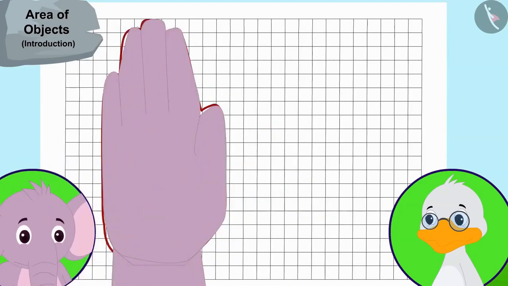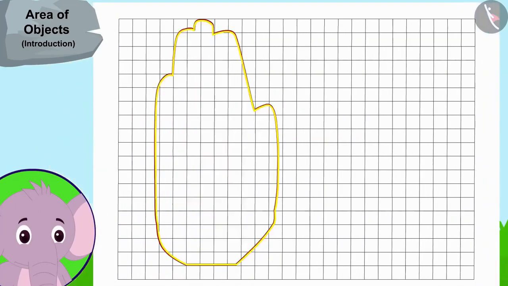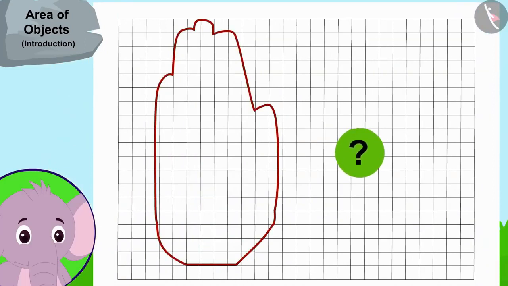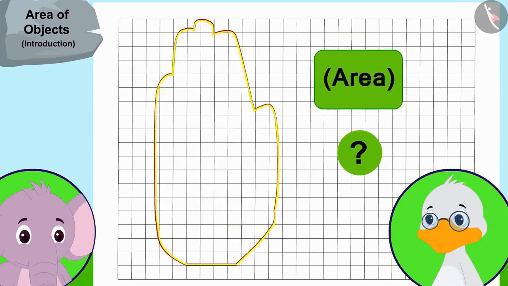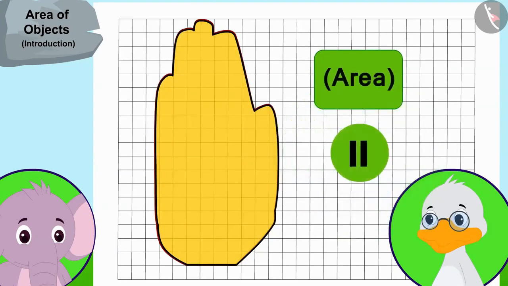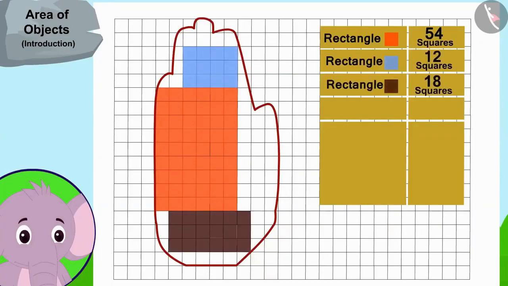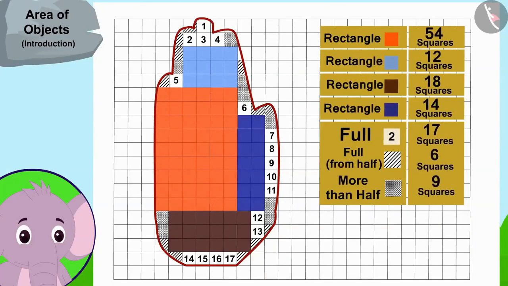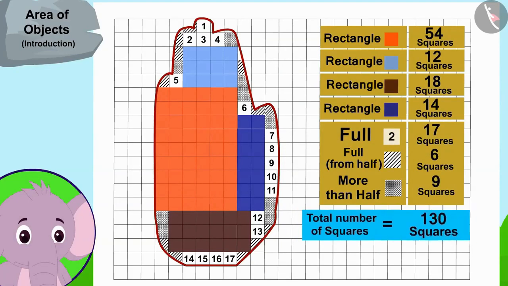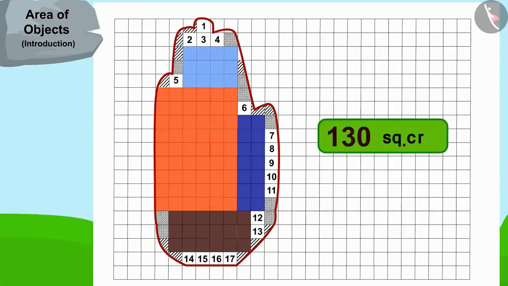Children, the impression of Apoo's hand is shown here. Can you find the area of Apoo's hand by the process used by Uncle? If you wish to, you may find it by stopping the video. You can also find the area of Apoo's hand impression by making rectangles in this way. The area of Apoo's hand impression is 130 square centimeters.